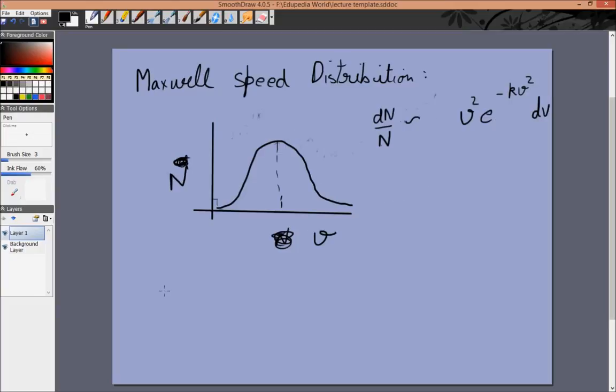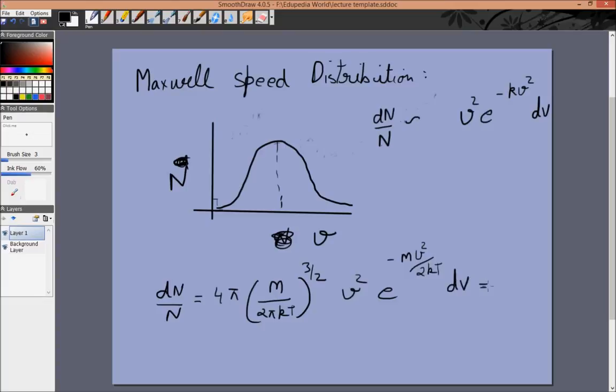The actual function is dn by n equal to 4 pi times (m by 2 pi kT) to the power 3 by 2, times v squared e to the power minus mv squared by 2kT dv. I'll just write it as f of v dv, where this whole thing is f of v. Now it seems complicated, that's why I showed you this first. This is how you need to remember it. It has to be v square e to the power minus kv square. That is the standard form for a Maxwell distribution.